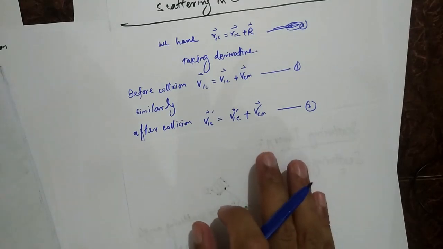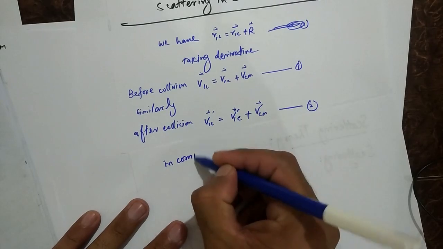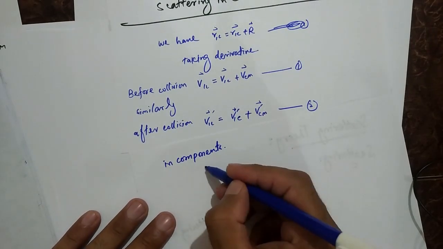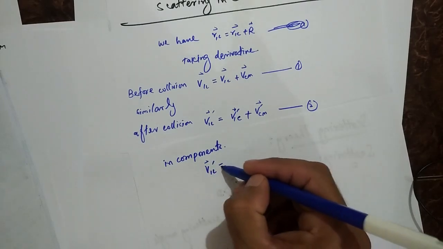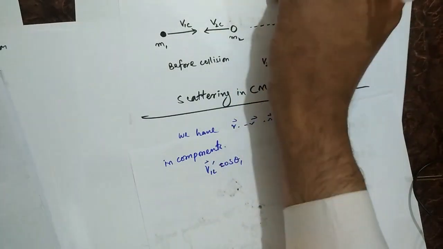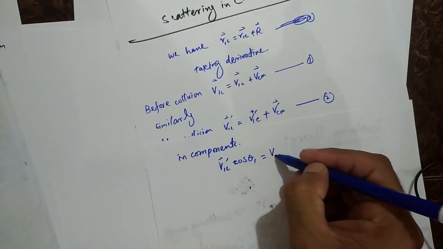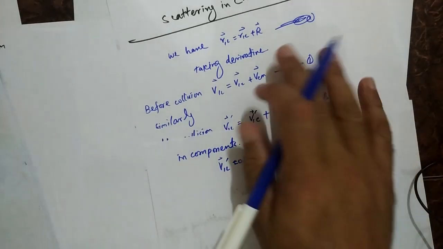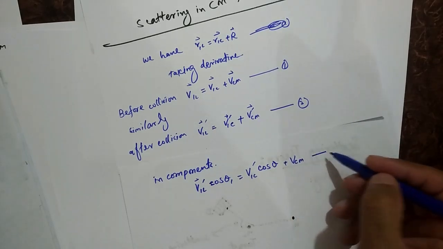Now in components, V1 dash L cos theta 1 is equal to V1 dash C cos theta plus VCM, because the angle of the projectile in the lab frame is theta 1, and in the center of mass reference frame it is theta. This is equation number 3.